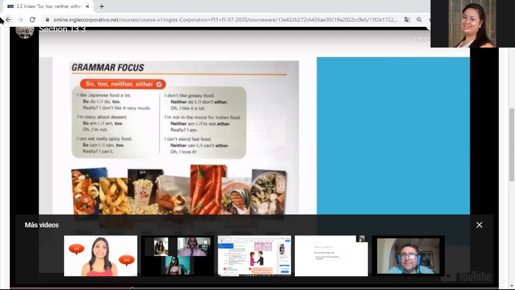Excellent. But listen. With can, there is pronunciation, right? Bueno, me está diciendo que puede o que no puede. So the clue is, si la entonación va en el verbo, la oración es afirmativa. I can ride motorcycles. Okay? Si la entonación va en el modal, es negativo. I can ride motorcycles. Okay?